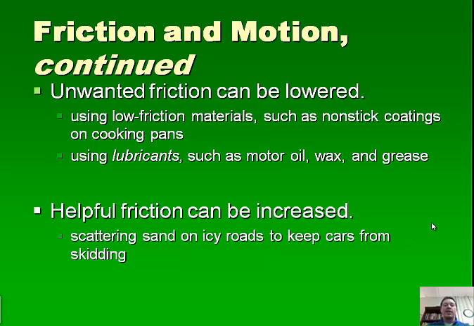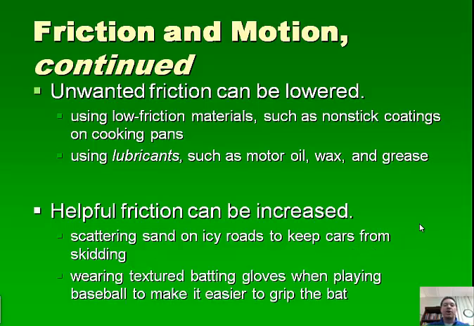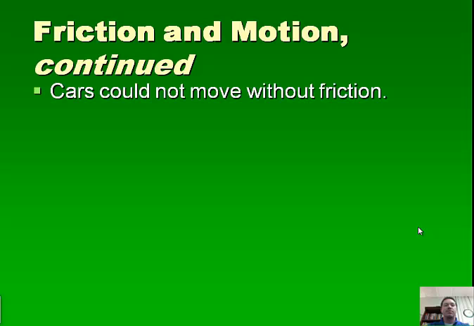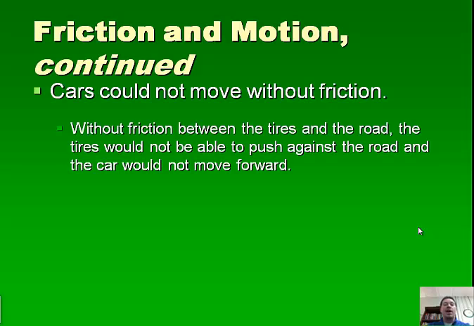We can increase helpful friction when we scatter sand or salt on icy roads. We're increasing the friction on those surfaces to keep us and cars from sliding around. We can wear textured batting gloves when playing baseball to make it easier to grip the bat so it doesn't fly out of our hands when we hit the ball. Without friction, we wouldn't be able to drive or really do much of anything. We couldn't walk from class to class.